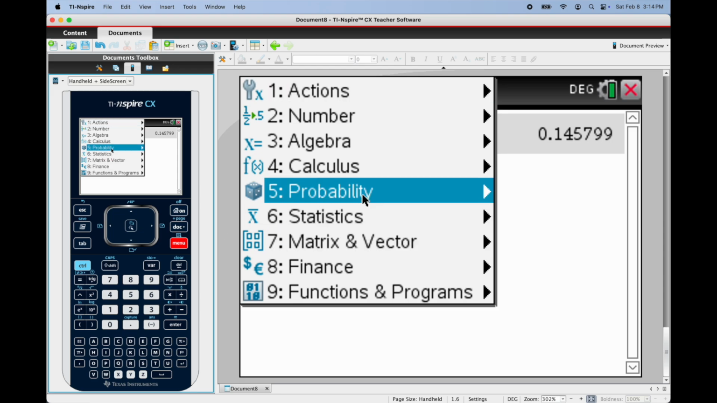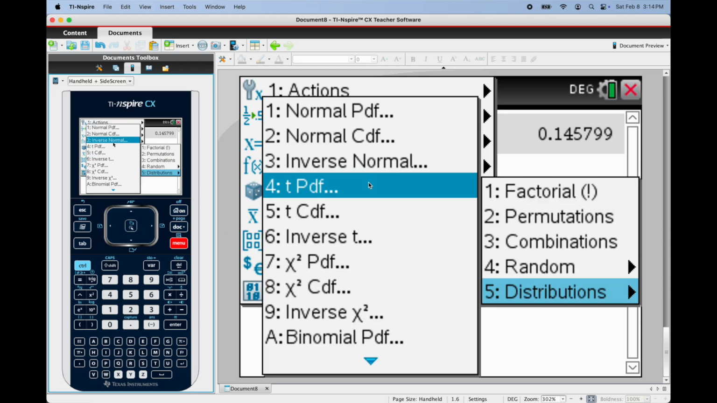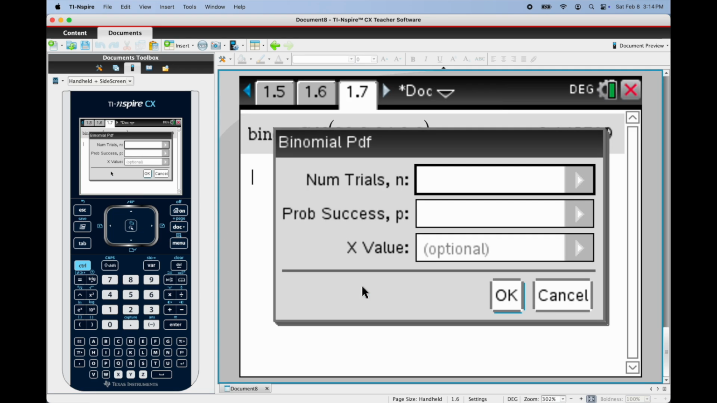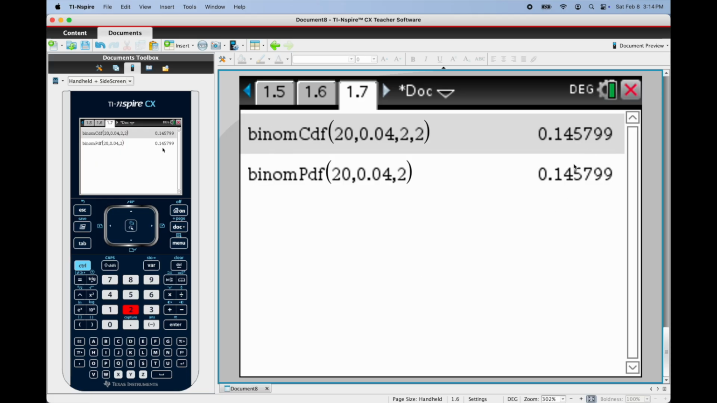If we wanted to do it with PDF, we certainly could as well. It might be more proper: 20 trials, probability of success, and then the x value is 2, and that would give us the same. I think CDF simplifies it because it keeps things consistent across the normal CDF and binomial CDF. Okay, so there it is. The probability that 2 are flawed is 0.1458.